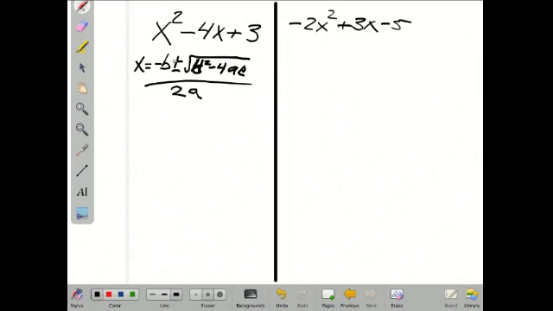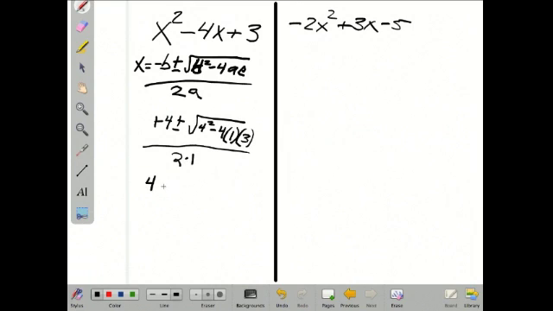And now what we're going to do is plug in the values that we know. This is the opposite of b, so in this case my b is a negative 4. So the opposite of a negative 4 is going to be a positive 4. Positive 4 plus or minus the square root. b squared is negative 4 squared, minus 4 times my value of a, which is 1, and my value of c, which is 3, all over 2 times my value of a, which is 1.